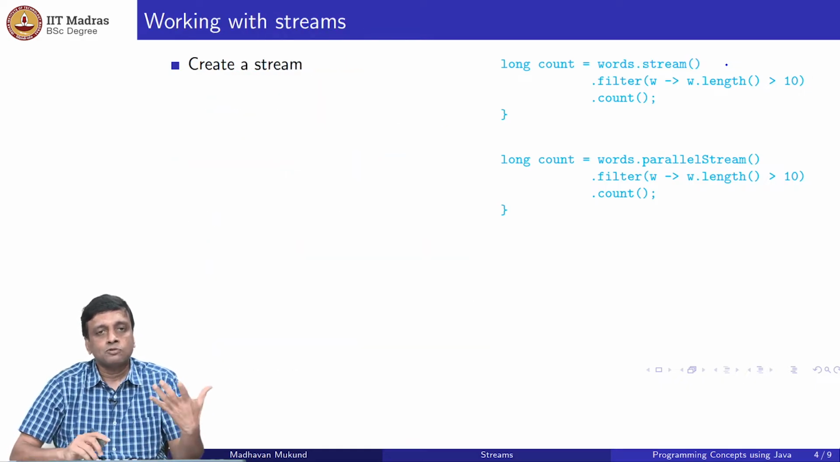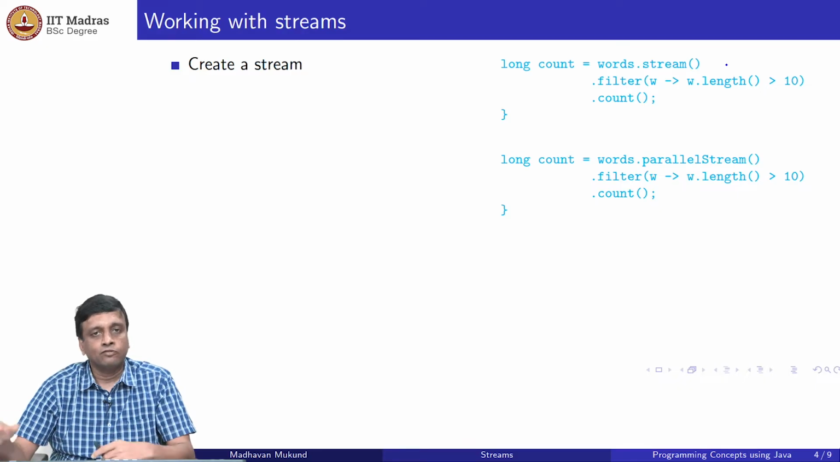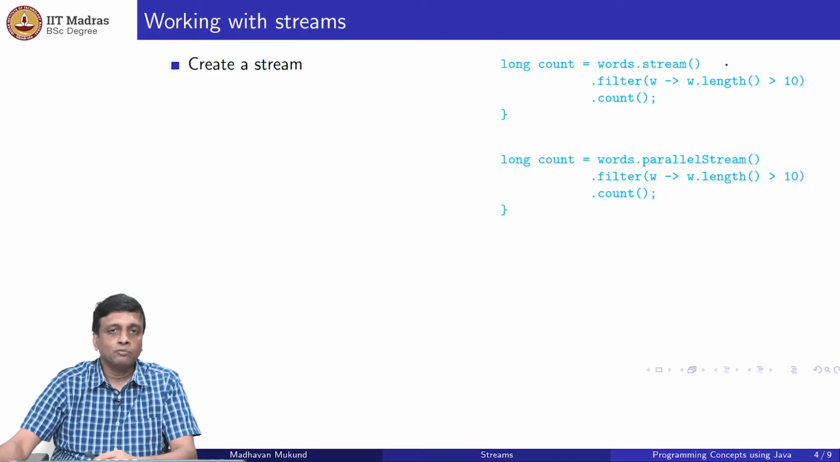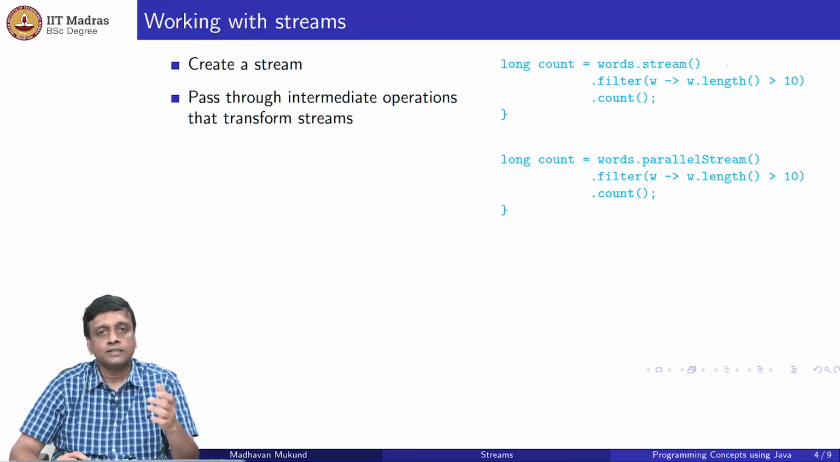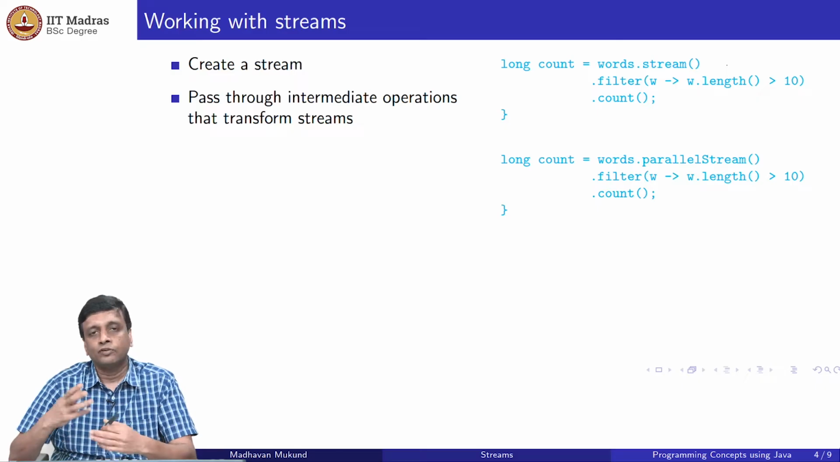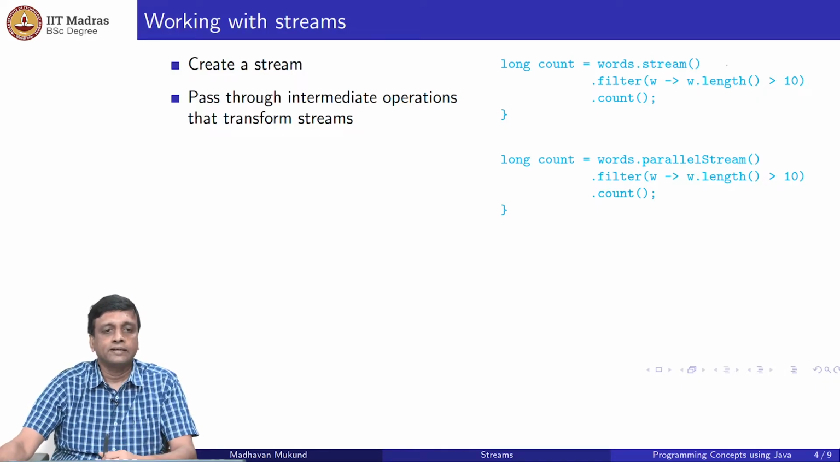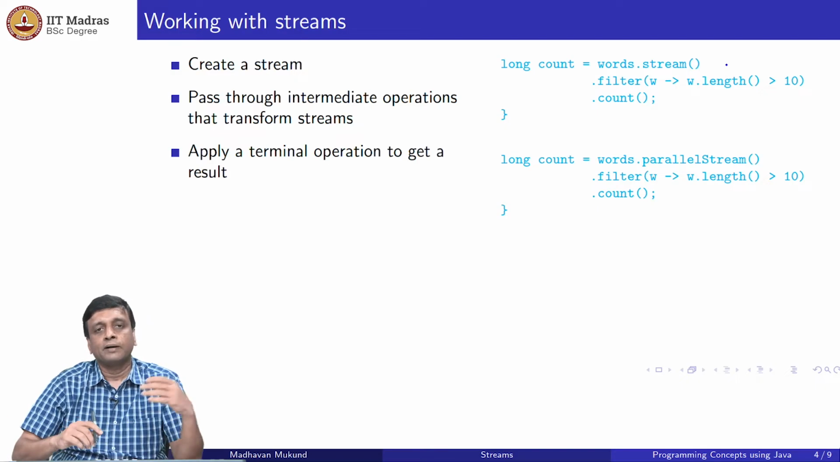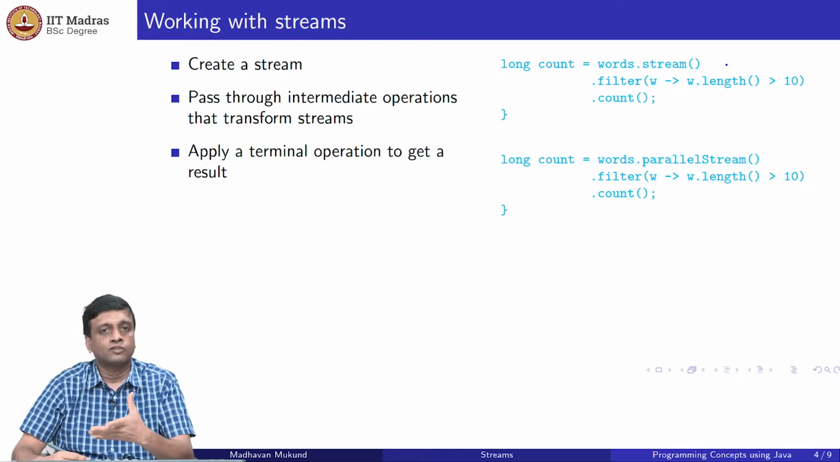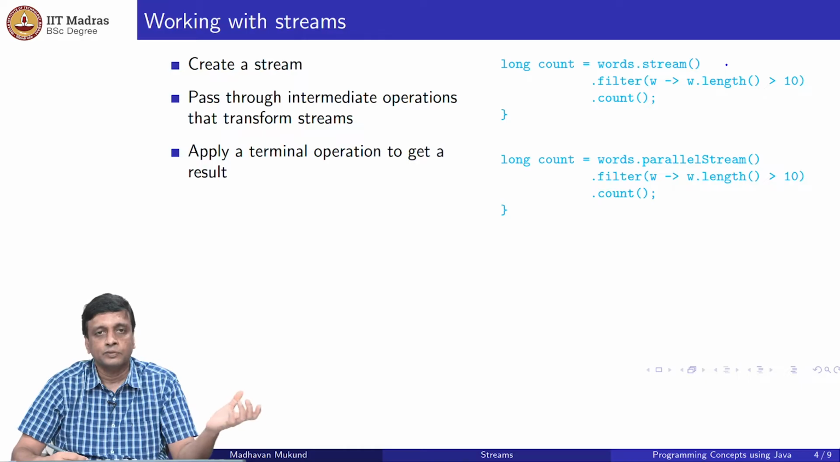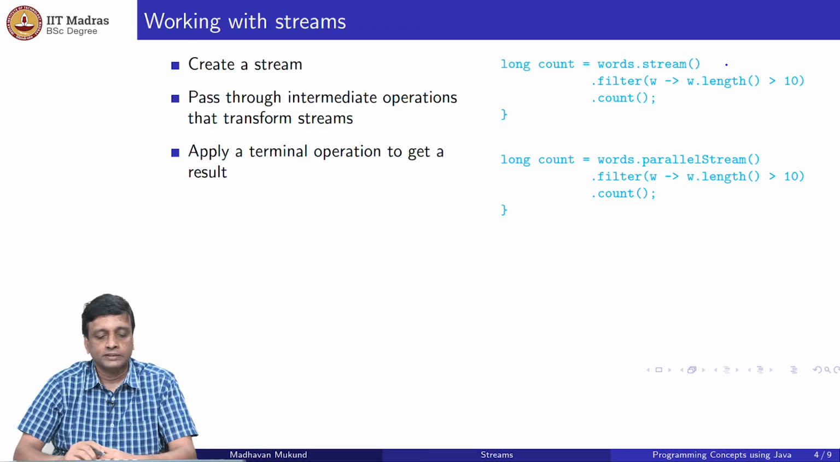So to work with streams, we have to do three things. The first thing is we have to create a stream, because if you don't have a stream, you can't work with it. Then we have to apply these transformations, which take streams as input and produce streams as output. And finally, after doing all the transformations that we are interested in, we will apply some kind of a final operation to get a result. In the earlier example, we wanted to count the number of words which are more than 10 letters long. That is a result which comes after doing some transformation.